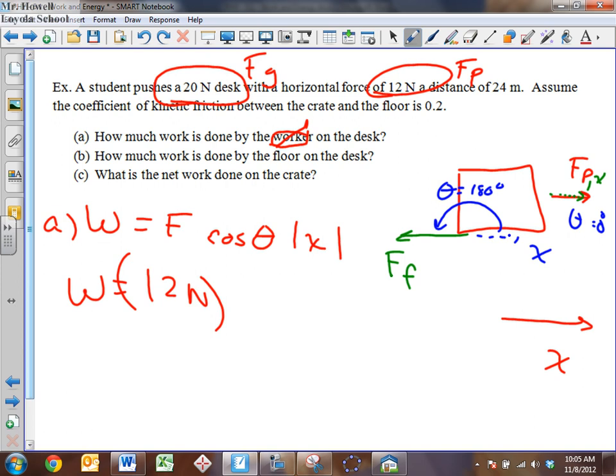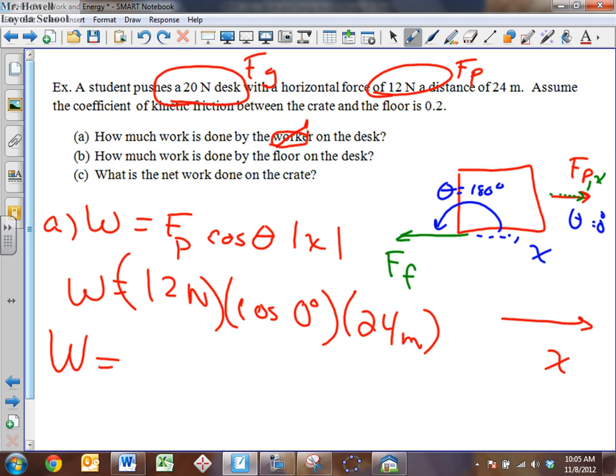The force applied by the student is not just F, but let's put a subscript here and call it Fp, because the student is pushing. That's the force he's applying, or she. Cosine of theta. What is theta for the student pushing? 0. That's over here on the far right of my FBD. So I do cosine of 0, which, Joey, what did you tell us before? What's the cosine of 0 equal to? 1. So does that affect the problem? No. So you can just write it, but don't worry about it. And absolute value of x is just going to be 24 meters. So that's the work done by the student on the desk.